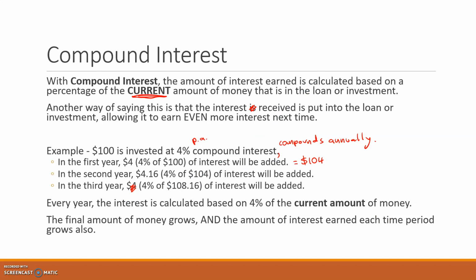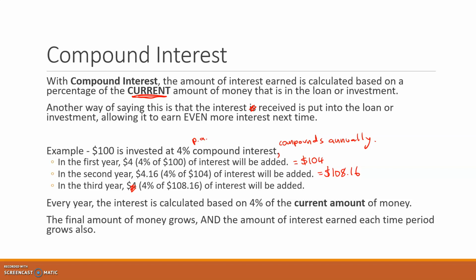Now, in the second year, this is where things become different to simple interest. In the second year, 4% of 104 is what's used to calculate our interest because our account grew to 104 at the end of the last year. Remember, with simple interest, it stayed the same. We were always calculating from the original. Now with compound, we calculate from how much money is in the account right now. And it's $104 and we need 4% of that. So 4% of $104 gives us $4.16. So after that second year, we're now at $108.16. So as you can see, we're 16 cents better off than under simple interest at the moment.